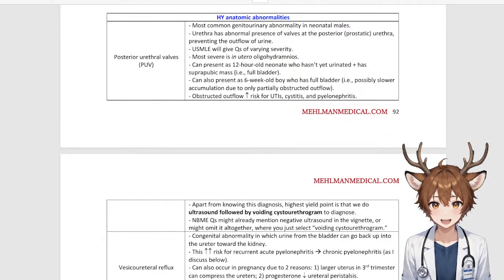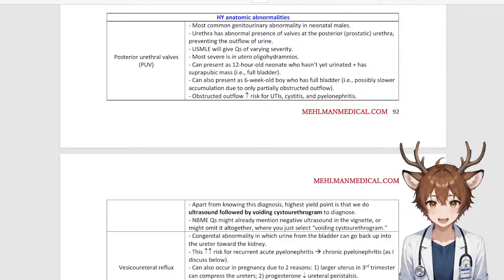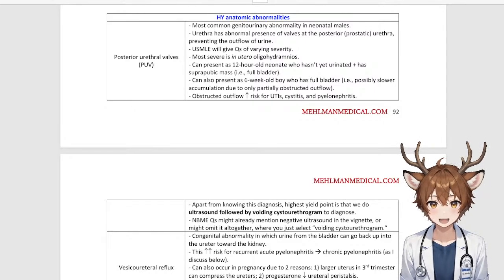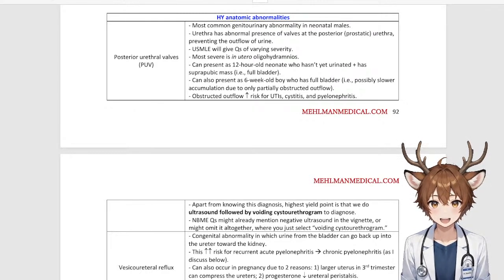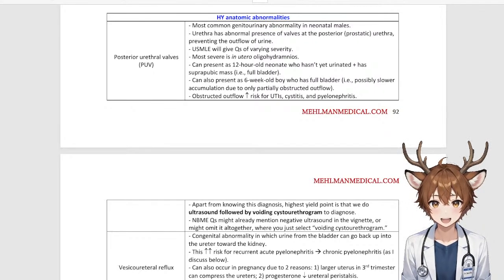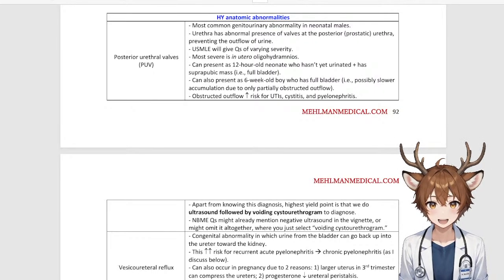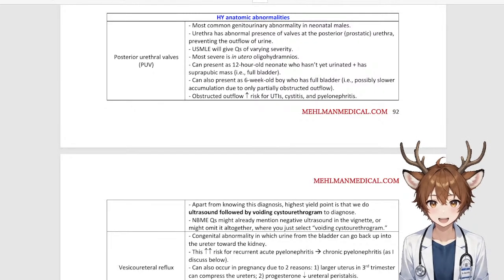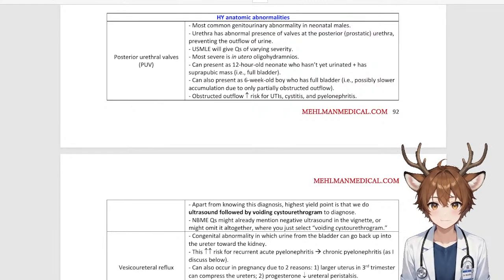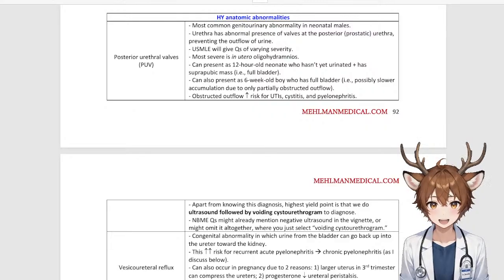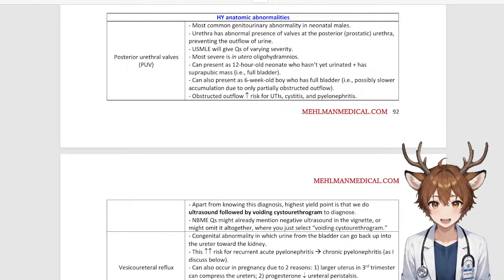Can present in a 12-hour-old neonate who hasn't yet urinated plus has a suprapubic mass, i.e. full bladder. Can also present in a 6-week-old boy who has a full bladder, i.e. possibly slower accumulation due to the only partially obstructed outflow. Obstructed outflow increases the risk for UTIs, cystitis, and pyelonephritis. Apart from knowing this diagnosis, the highest yield point is that we do ultrasound followed by voiding cystourethrogram to diagnose. NBME questions might already mention negative ultrasound in the vignette or might omit it altogether, where they just select voiding cystourethrogram.